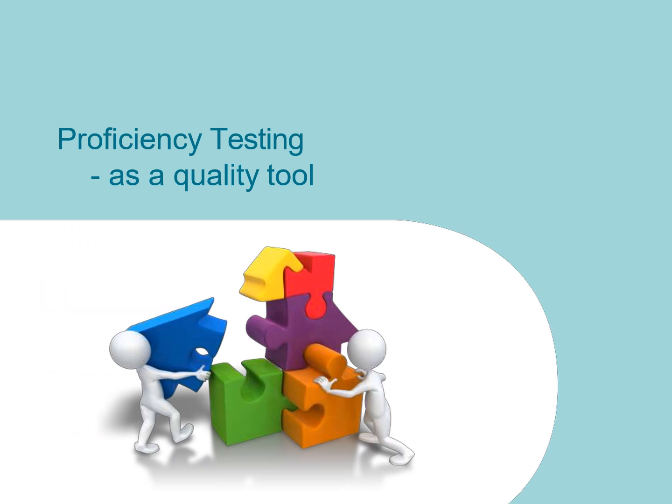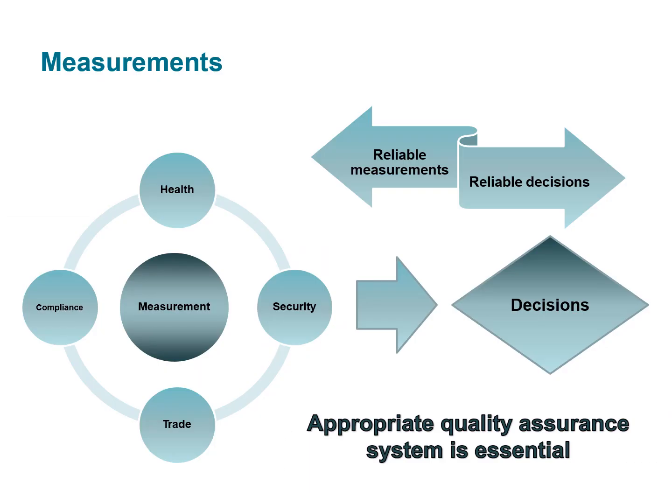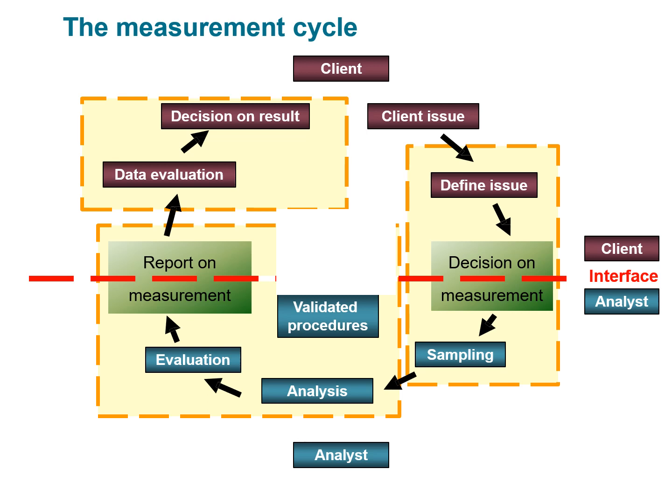So basically, proficiency testing is used as a quality tool to evaluate the performance of a method. Under measurements, we can divide it into reliable measurements and reliable decisions. In order to take a reliable decision, the measurements should have all these components: compliance, health, security, trade. Now class, this is the measurement cycle. This is the client part and this is the analyst part.